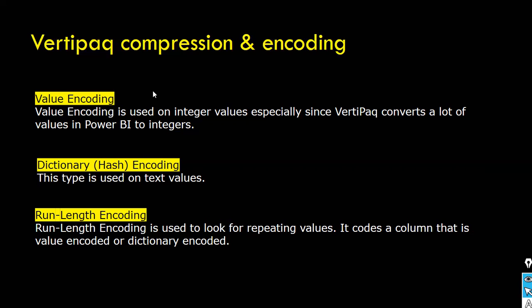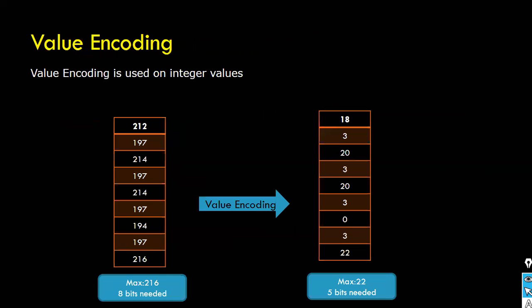Now let us take a look at how the value encoding is done behind the scenes. The value encoding is used on integer values, especially since VertiPaq converts a lot of values in Power BI to integers. Okay, so what happens? This is your data. In this data, first it will find out the minimum value. So what is the minimum value here? 194. It subtracts the minimum value from each and every value, and then it gets this value. For example, 194 minus 194 is 0, right? 197 minus 194 is 3.